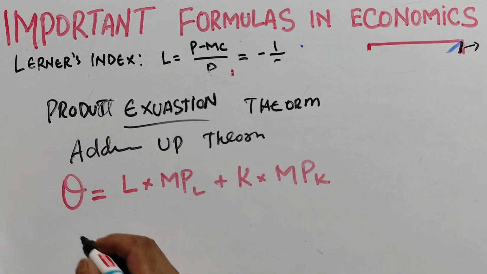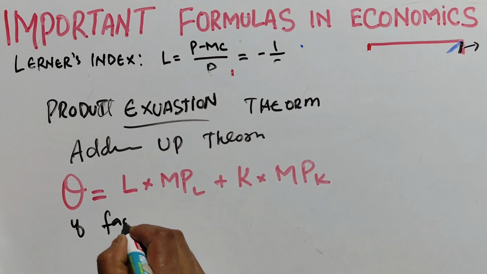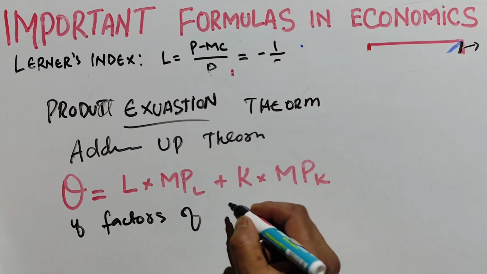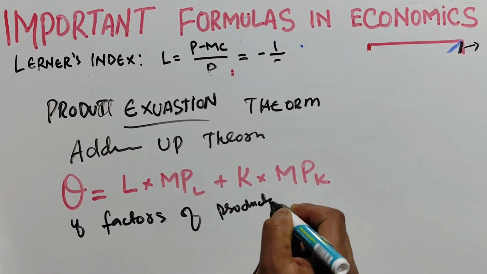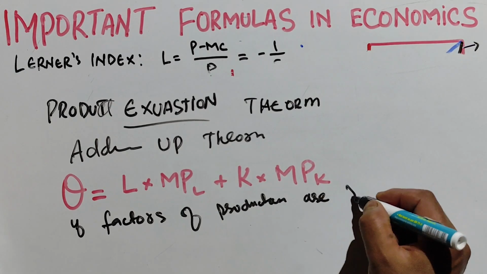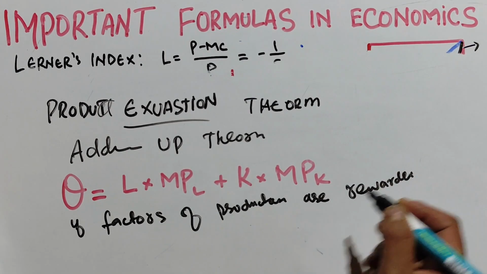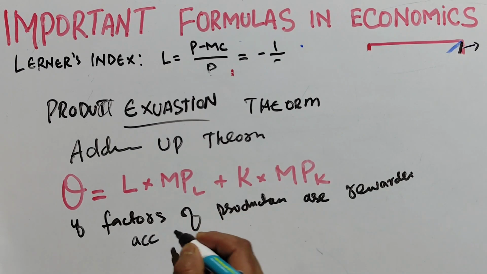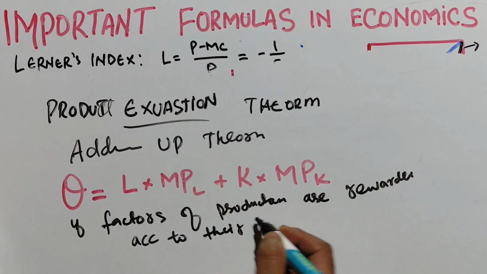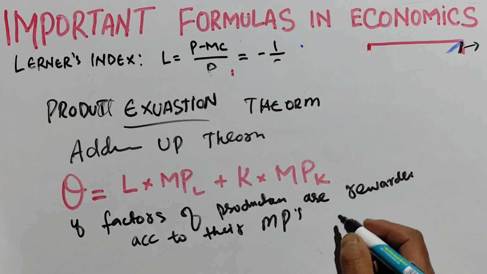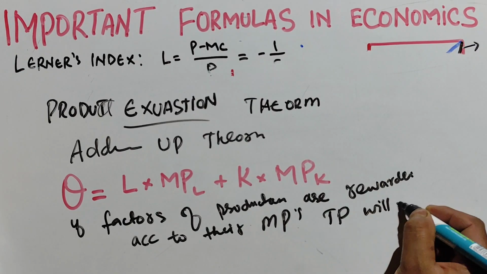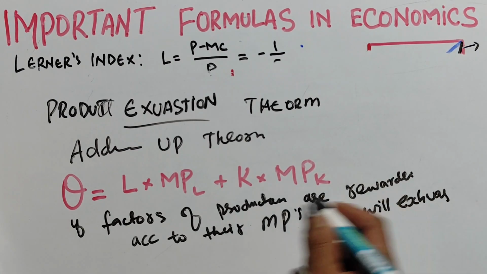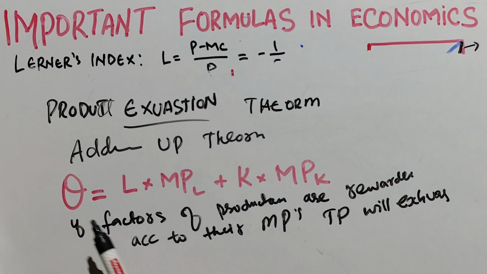If I write it here, it says if factors of production are rewarded according to their marginal product, total product will exhaust. This also comes from Euler's theorem. Here total product will get exhausted if each of the input factors is rewarded according to their marginal product.